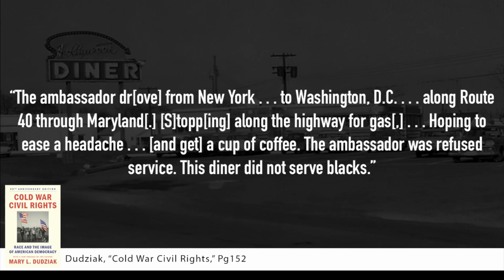This instance is written about by the historian Mary Dudziak in her book, Cold War Civil Rights. Quote, the ambassador drove from New York to Washington, D.C. along Route 40 through Maryland, stopping along the highway for gas, hoping to ease a headache and get a cup of coffee. The ambassador was refused service. This diner did not serve blacks.